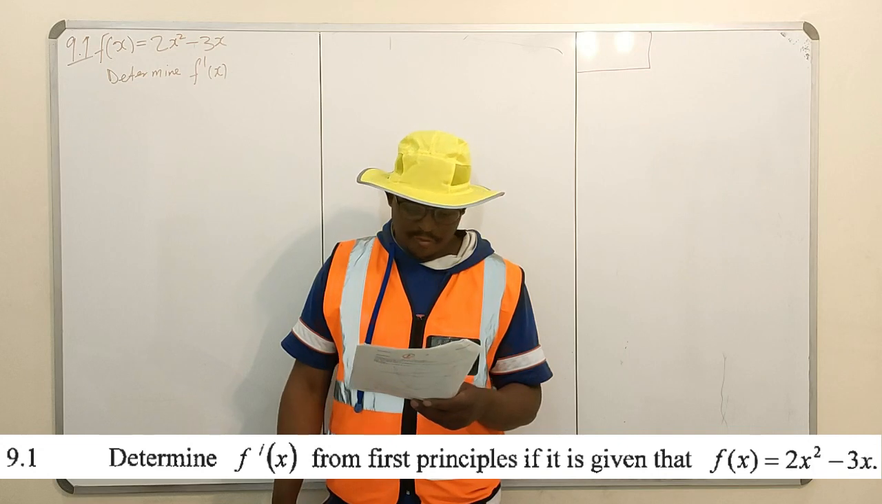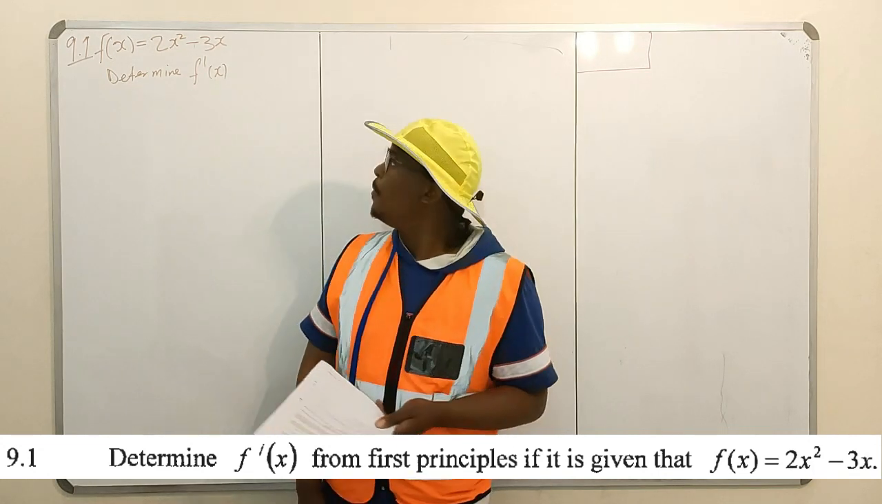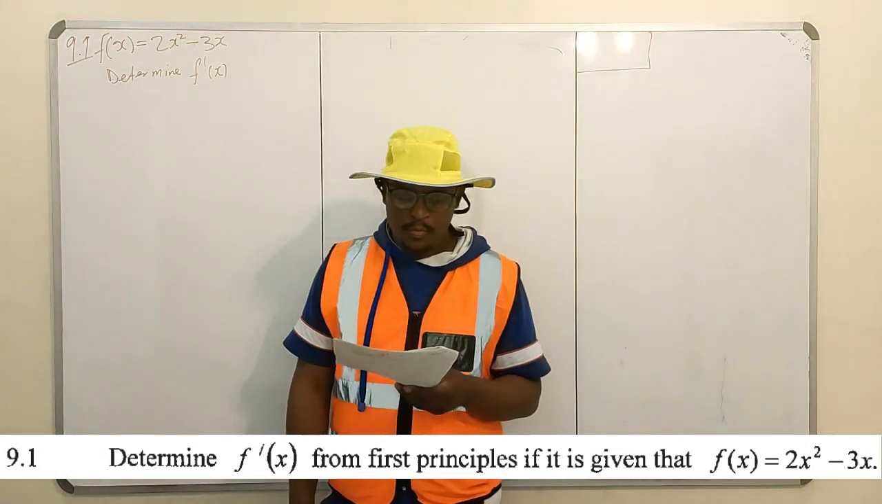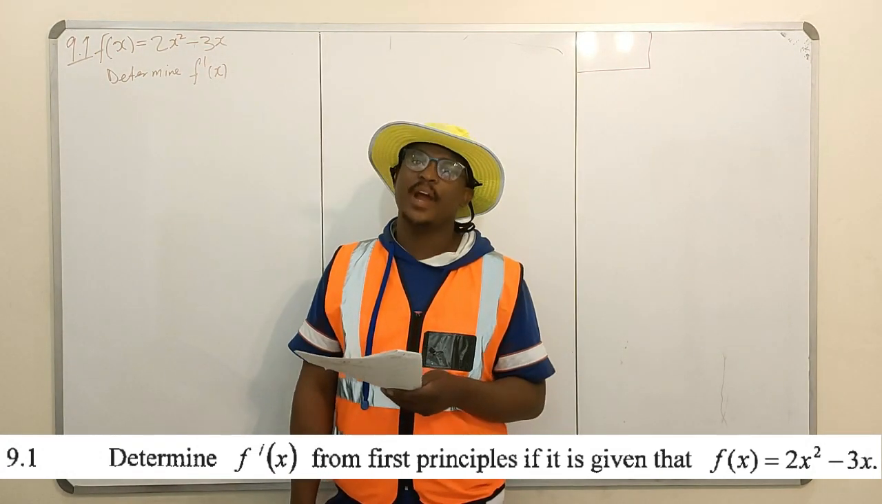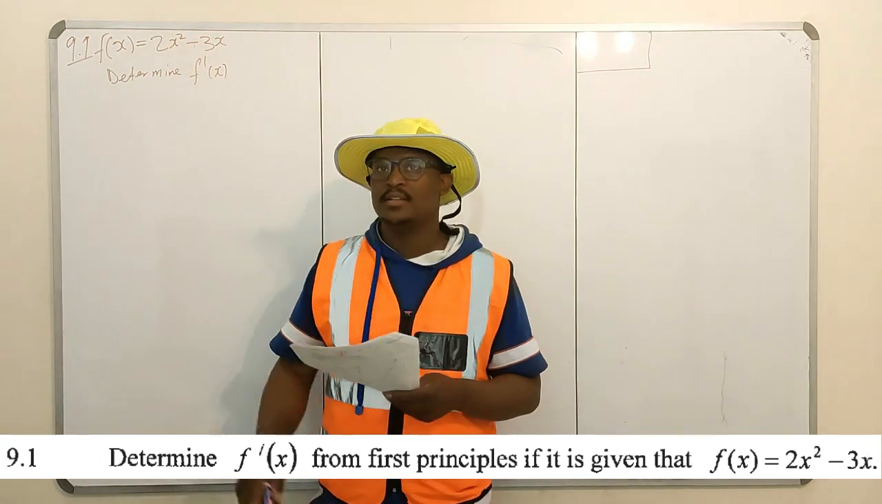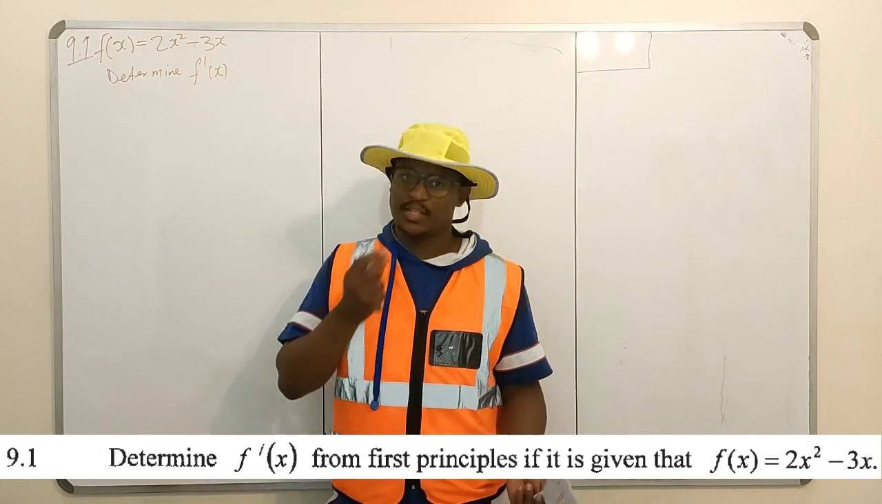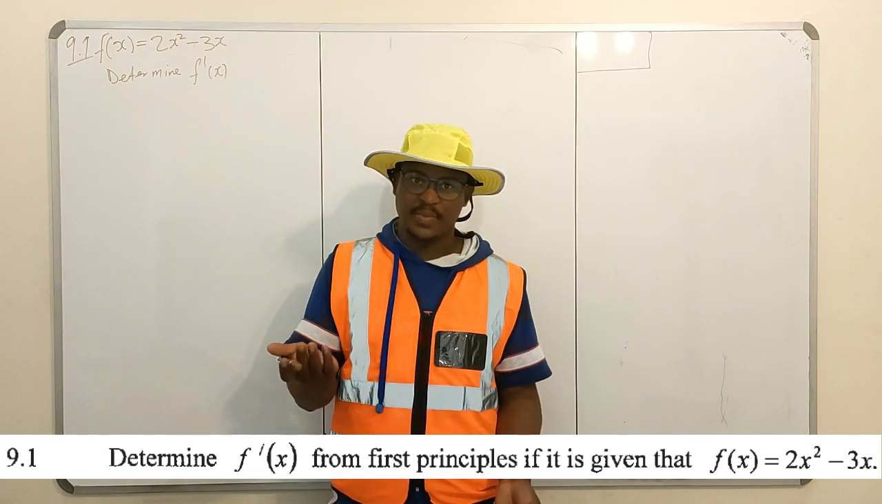Determine f prime from first principles if it is given that f of x is equal to 2x squared minus 3x. So they're asking you to find f prime, the derivative of f, if it is given that f of x is this. And they want you to find that derivative using first principles. What do they mean when they say first principles?